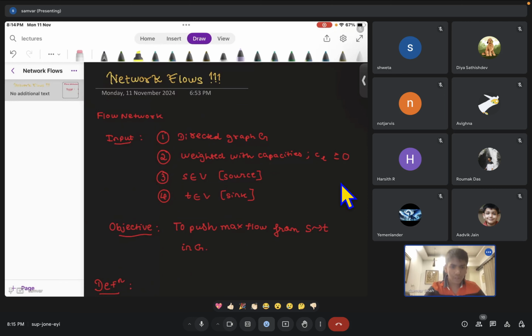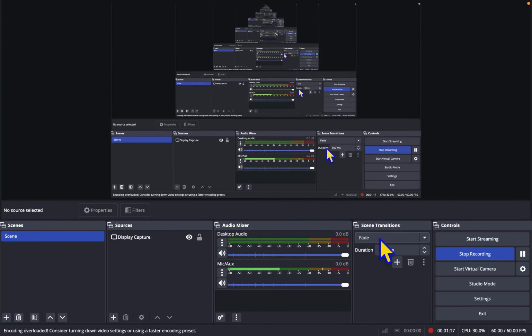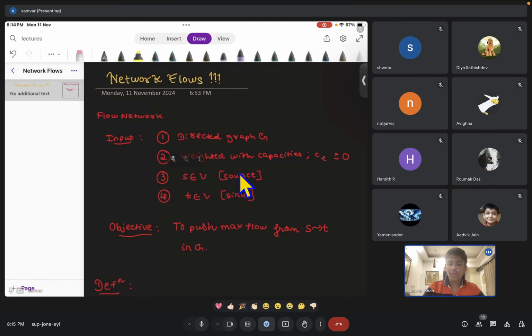So, to help with that, let's understand what network flows is. The problem itself is based on what we call a flow network. One second, let me just check that I'm recording. Okay, cool. So, it's based on what we call a flow network.